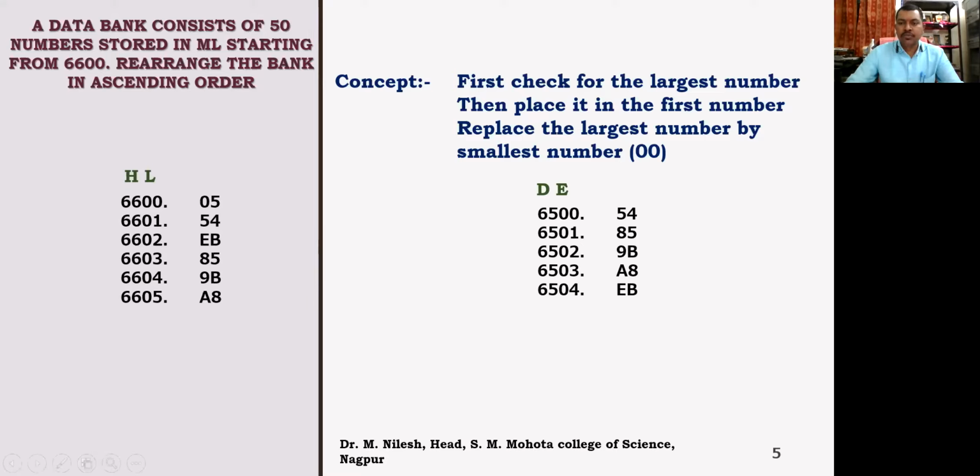And it might appear like this: 54, 85, 9B, 8A, and EB. It should appear like this. So this is the program of this.